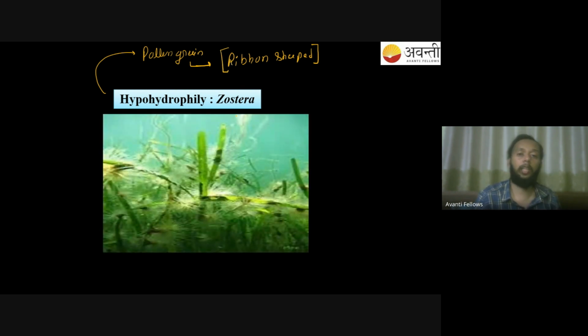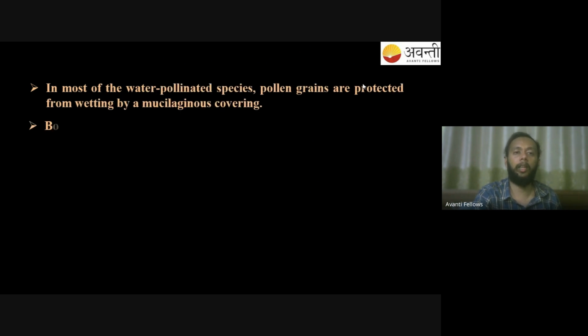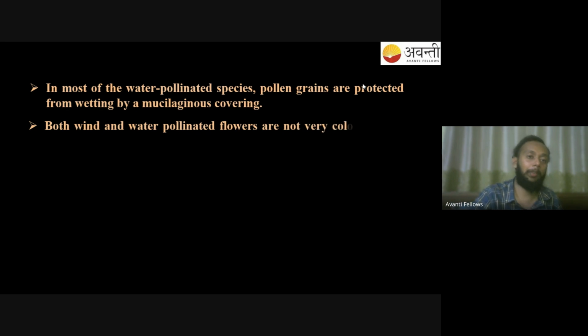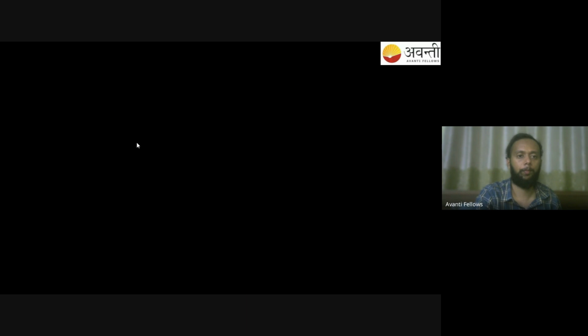Zoostera is also known as seagrass. Remember, you also call it seagrass. Okay. In most of the water pollinated species, pollen grains are protected by a mucilaginous covering, something which is getting repeated multiple times. This should be remembered now. Both wind and water pollinated flowers are not very colorful and do not produce nectar. You don't have any kind of coloration over there. So here we are done with water pollination.